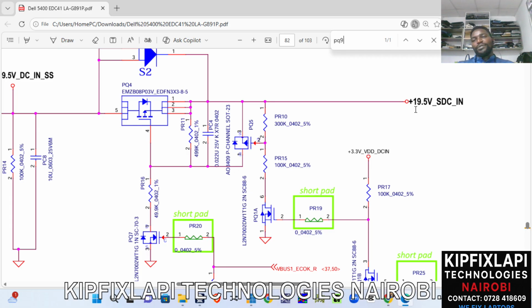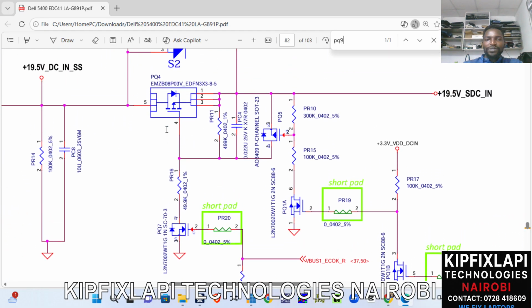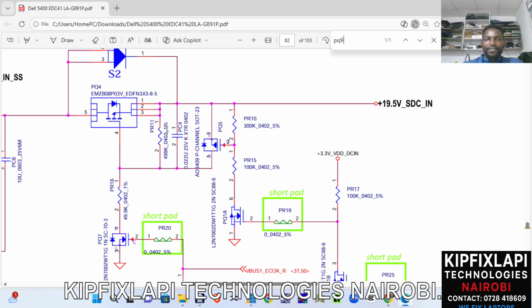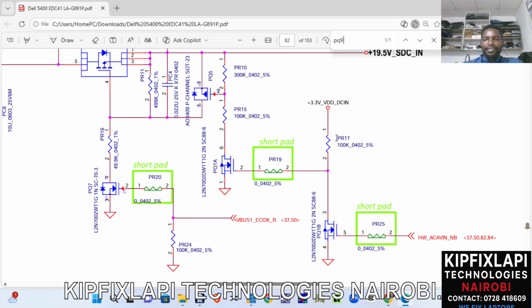Yes. So after here, the voltage is now sent into the motherboard. You can see that before the voltage is allowed to go into the motherboard, it goes through a lot of things. And this is how you interpret the schematics. You can see the resistor VR17 with 100 kilohms.